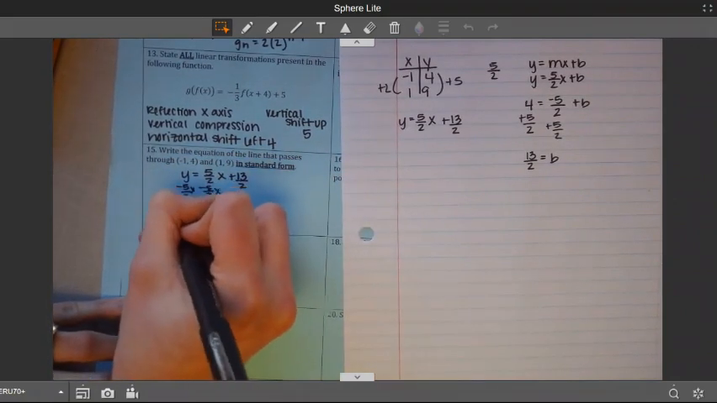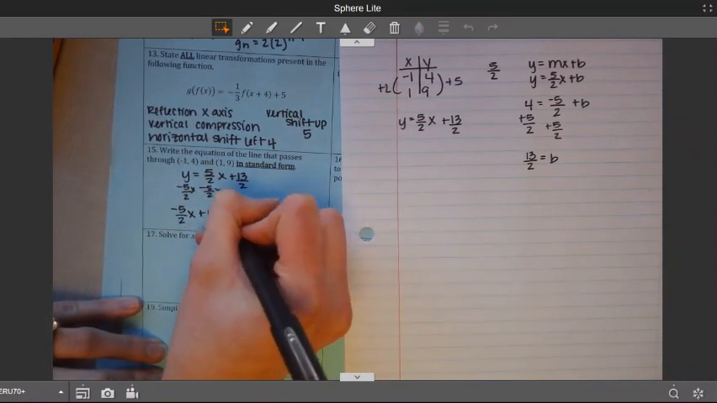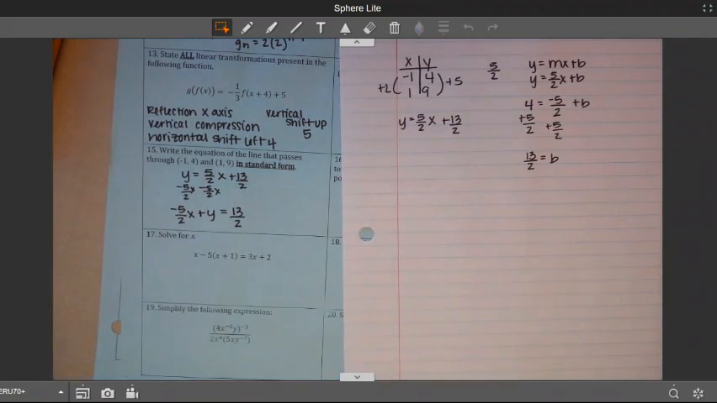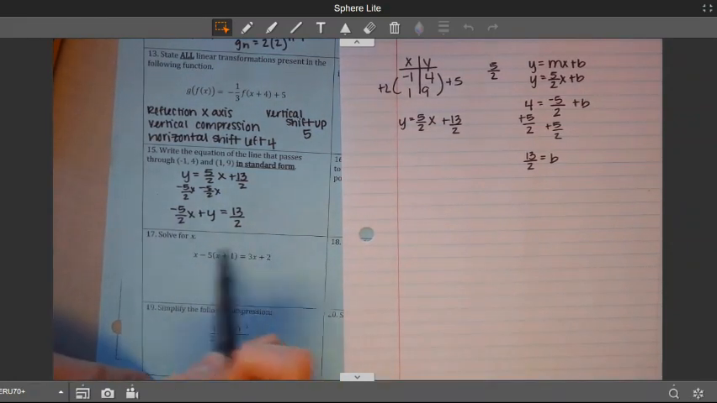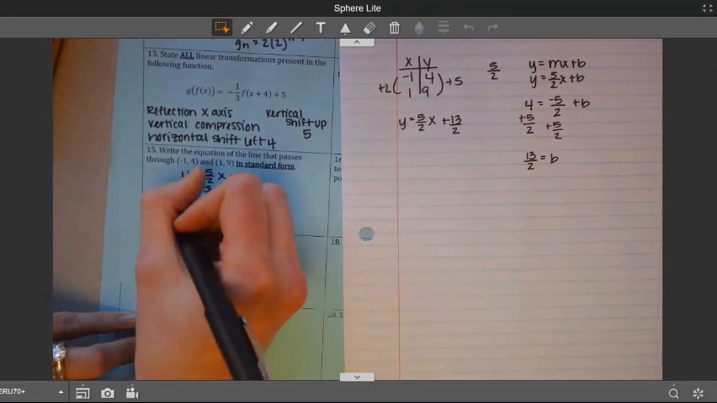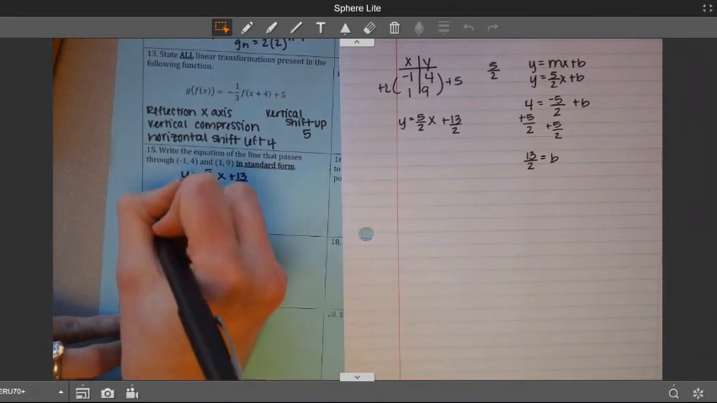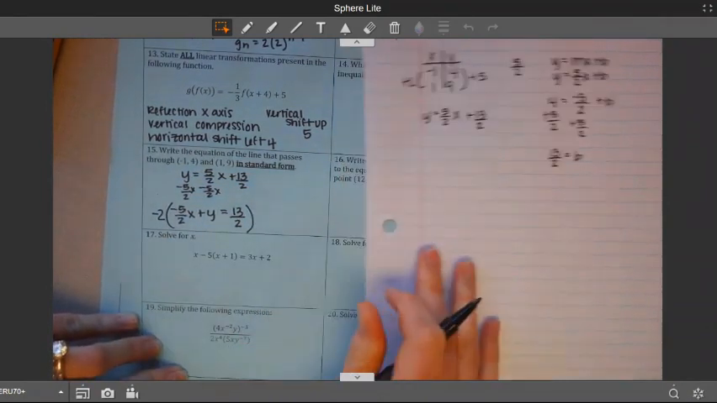So I get negative 5 halves x plus y is equal to 13 halves. There are some issues with this. My a value cannot be negative, okay? And none of the numbers, a, b, or c, can be fractions, so I'm going to multiply this whole thing by negative 2. That will get rid of the denominators, and the a value is negative.